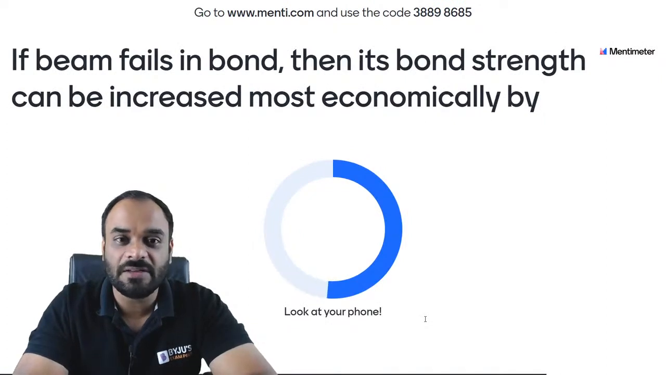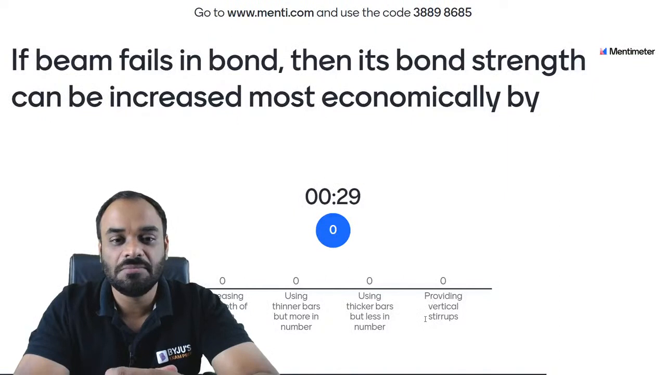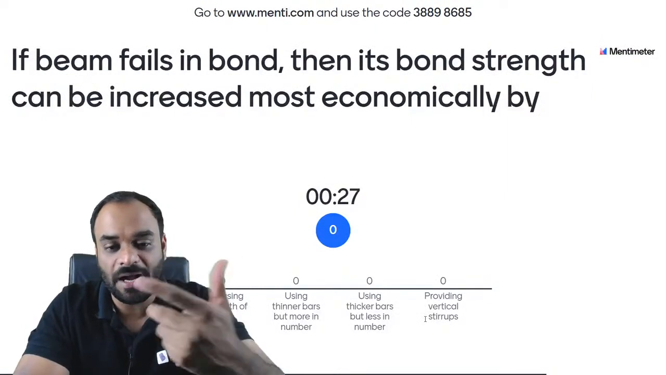If a beam fails in bond, then its bond strength can be increased most economically by what?